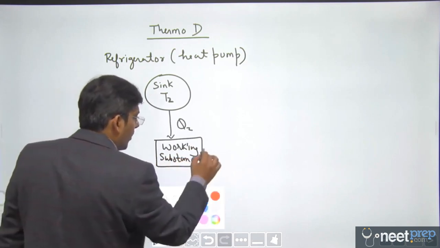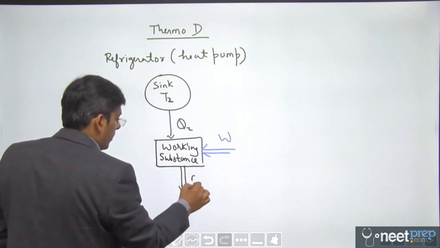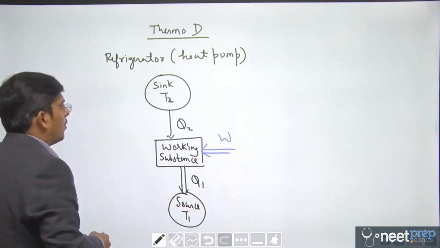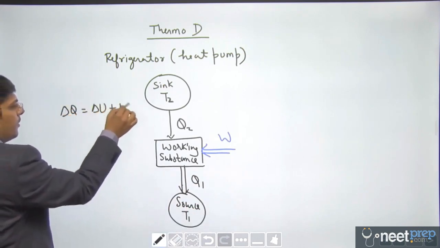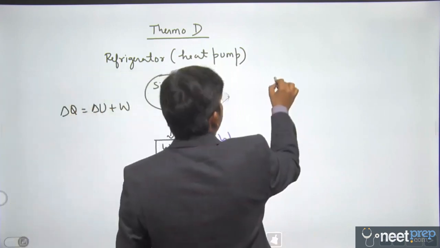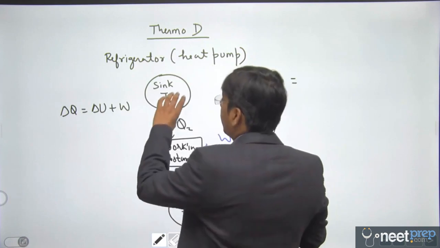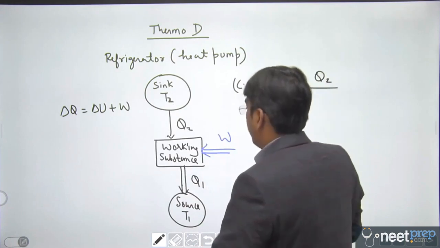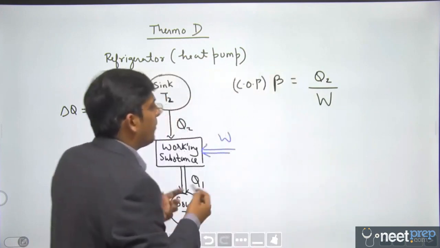So in this case, we have to do work W on the system, and obviously it rejects the heat Q1 to the source, the surroundings, right, dear students? Now understand one thing, that delta Q is delta U plus W, right? We don't have efficiency for this refrigerator, rather we have a coefficient of performance. We are interested in the amount of heat extracted from the sink, so basically Q2 divided by the electricity we have to supply, that is W. This is called, dear students, the coefficient of performance, right?